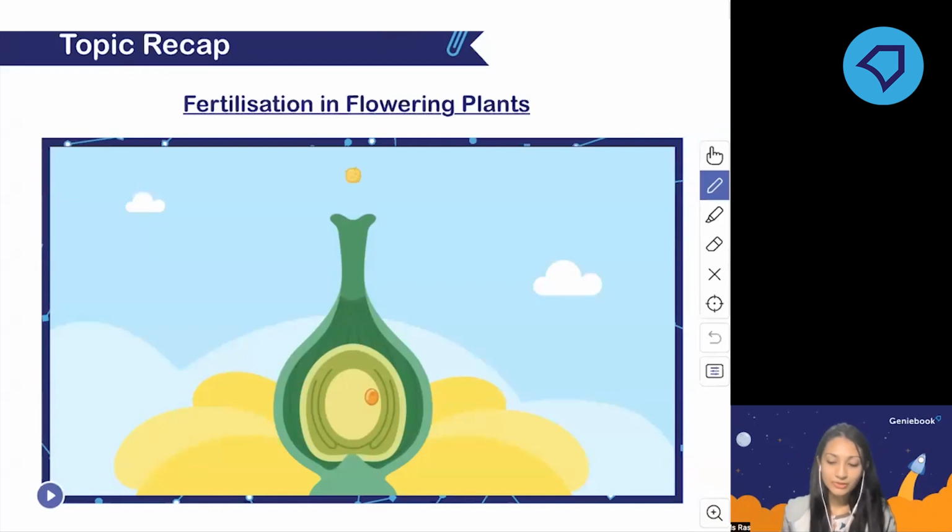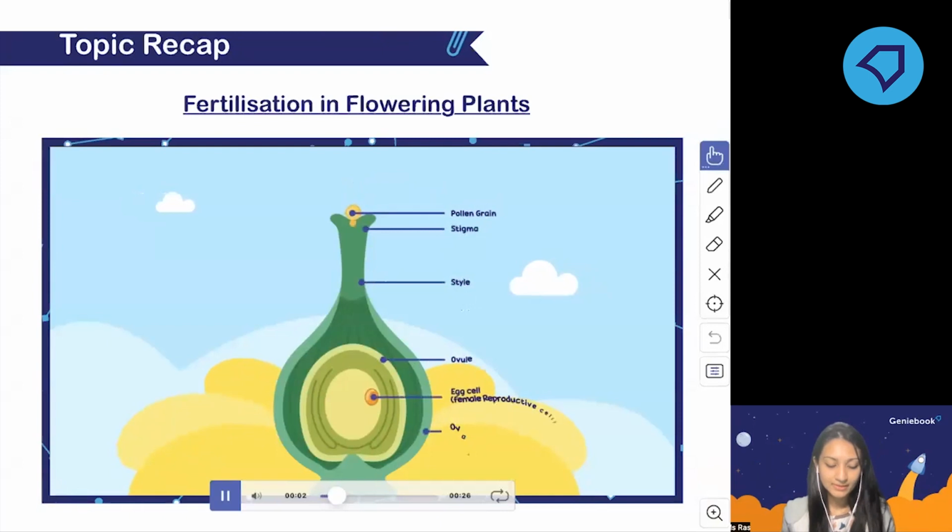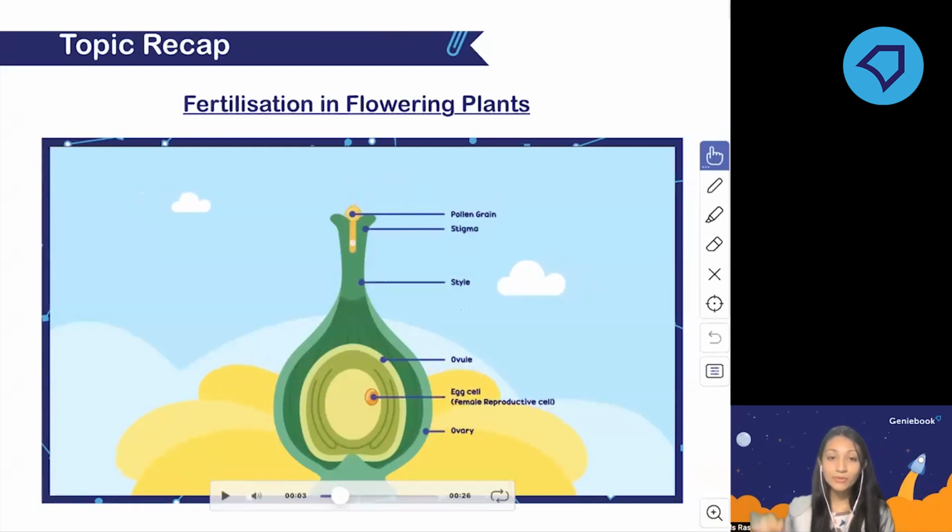Okay, so let's watch this together. If you forget, don't worry. That's why we are revising this. So remember, this is the pollen grain. Okay, pause here first. Let me show you all the parts. So the pollen grain will drop and will land onto the stigma.